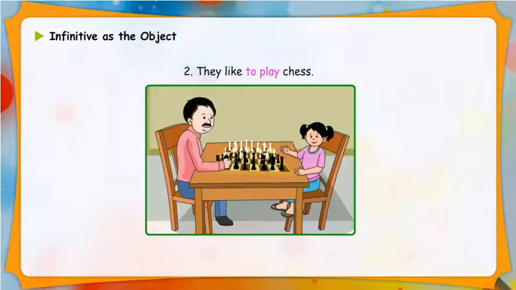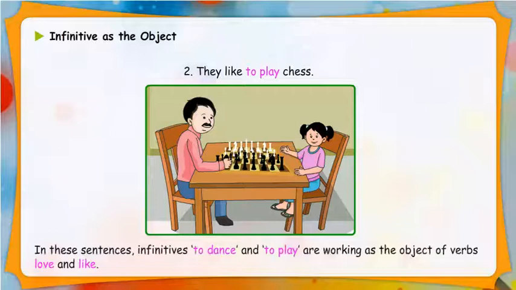In these sentences, infinitives to dance and to err are working as the subject of verbs was and is. Infinitive as the object. Girls love to dance. They like to play chess. In these sentences, infinitives to dance and to play are working as the object of verbs love and like.